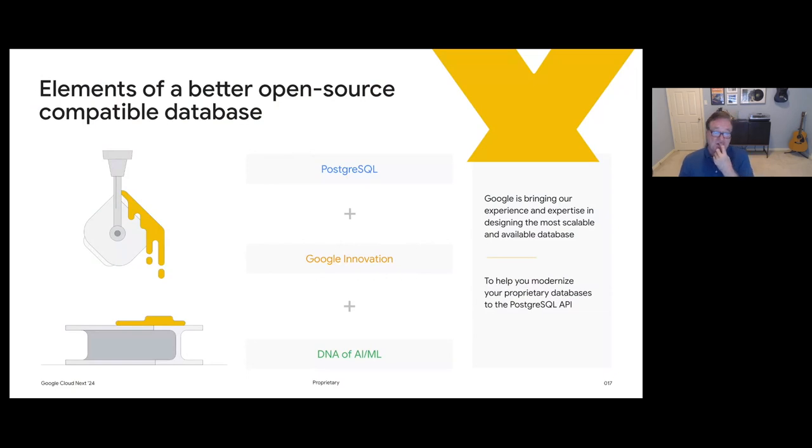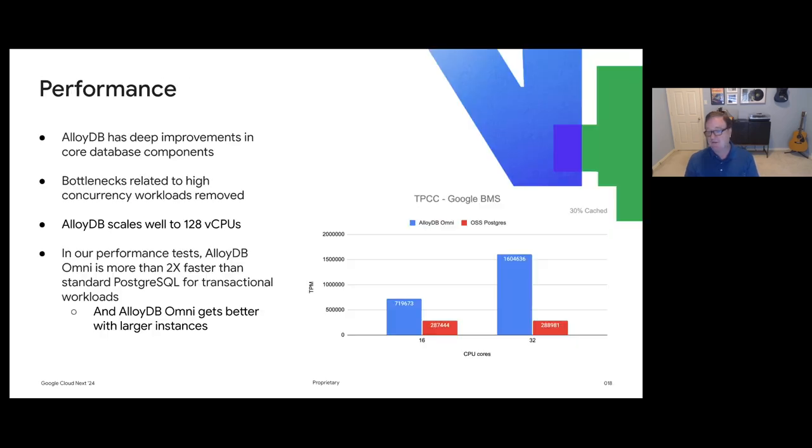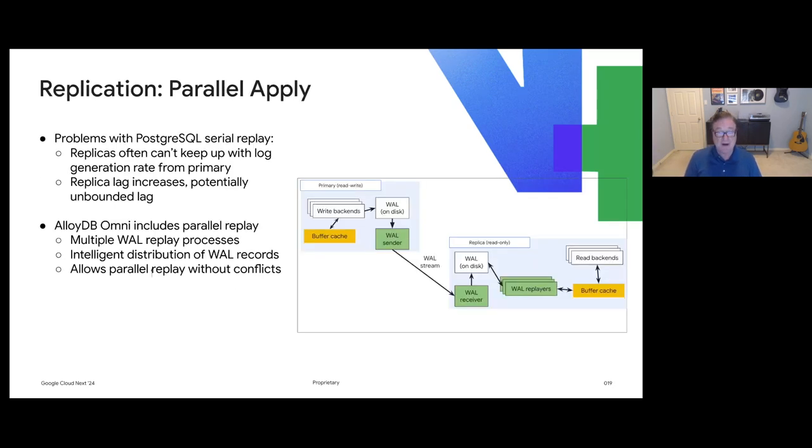So the elements of a better open source database, for Google, it's Postgres, fully Postgres compatible with Google innovation, and nobody's been doing more artificial intelligence and machine learning than Google has over many, many years. In terms of performance, in addition to the very fast columnar engine for analytics that I just showed, we've run various benchmarks, and this is actually a third party that ran this. It's TPC-C, a standard benchmark, with 16 vCPUs, same storage, same number of CPUs, same CPU speed. We got about double the throughput. With 32 vCPUs, you can see that AlloyDB Omni scales better as you increase the number of vCPUs. So your transaction performance, your basic inserts, updates, deletes, selects for OLTP also scales significantly better. And the higher the number of vCPUs you have, the better that it gets.